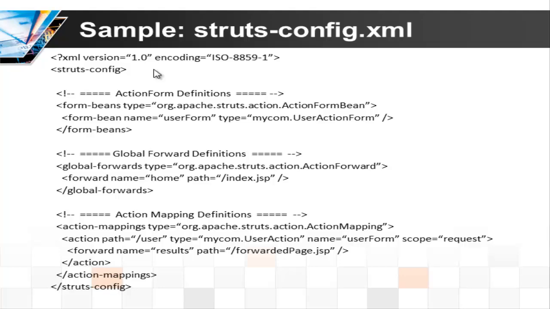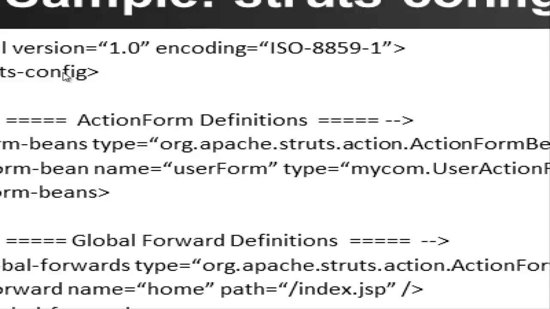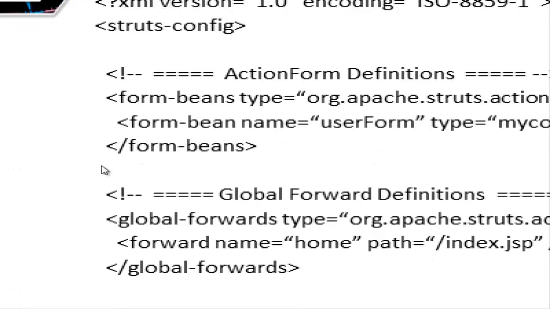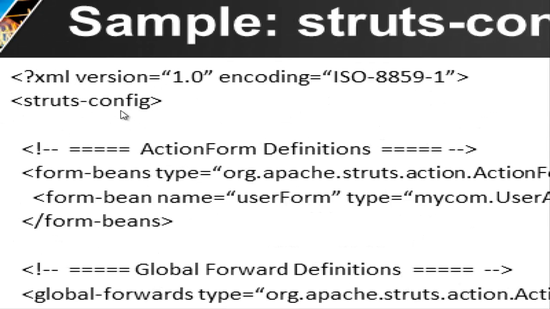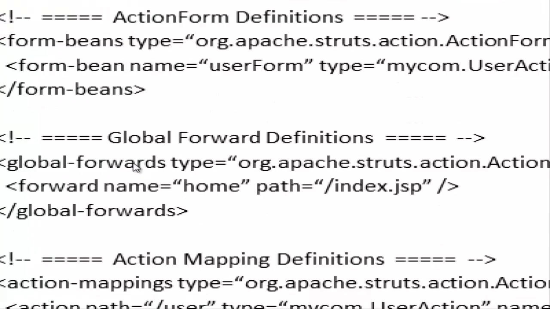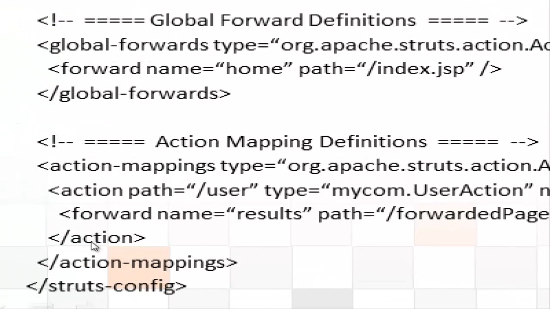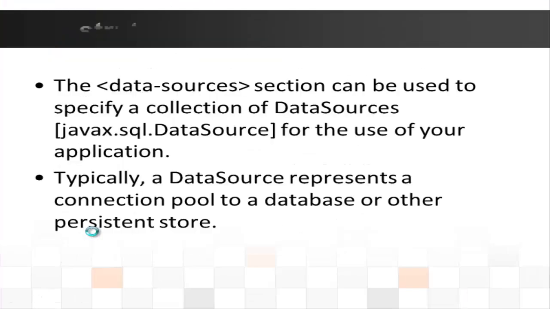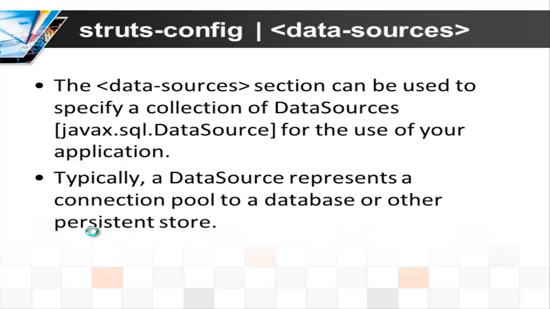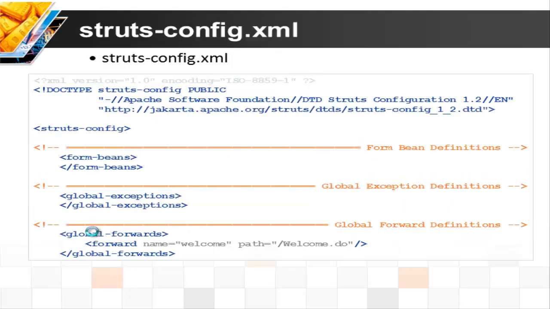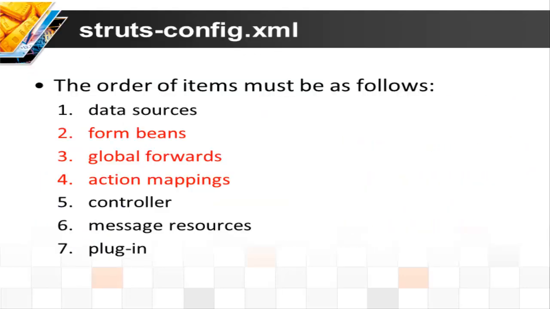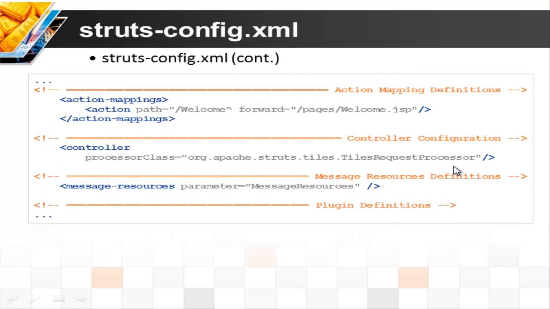This is the sample that you usually see, and the usual thing that we bother about is this one: the form bean, global forwards, and action mapping. These are the usual ones, but it does not mean that we can't touch the others. Let's start with the individual ones. As I told you, there are altogether 7 sections. We will go from one section to the other. So let's start with the data sources.